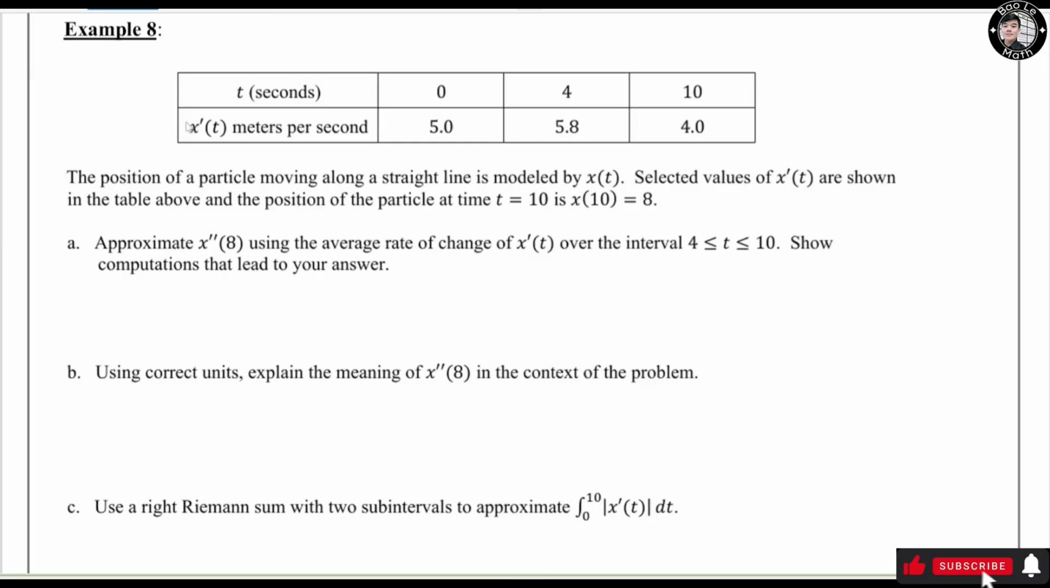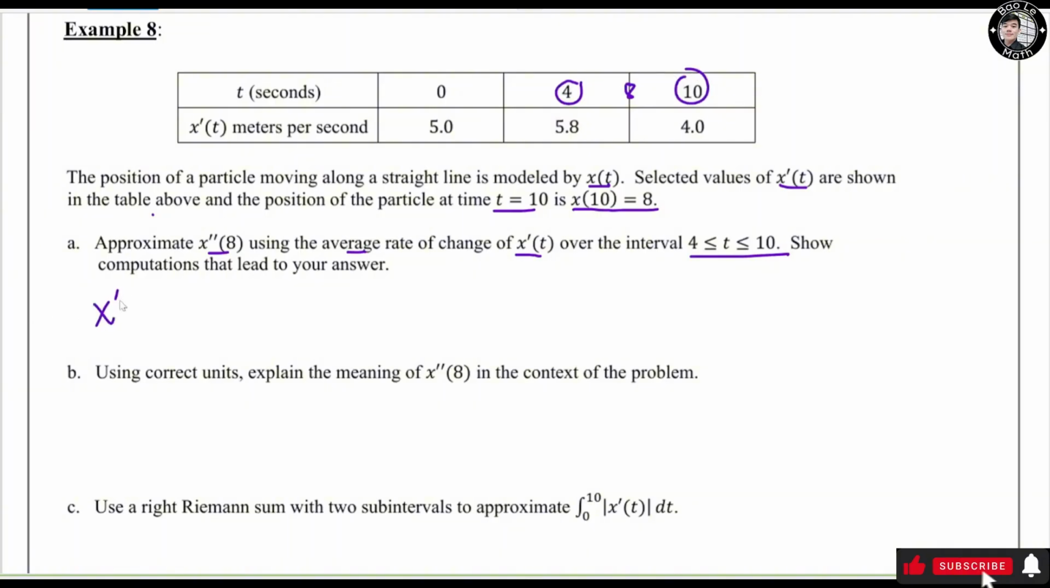Now let's move on to the last example, example number 8. The position of a particle moving along a straight line is modeled by s of t. Selected values of s prime of t are shown in the table above, and the position of the particle at time t equals 10 is s of 10 equals 8. Question A. Approximate s double prime of 8 using the average rate of change of s prime of t over the interval from 4 to 10. Now you know that 8 is between 4 and 10.